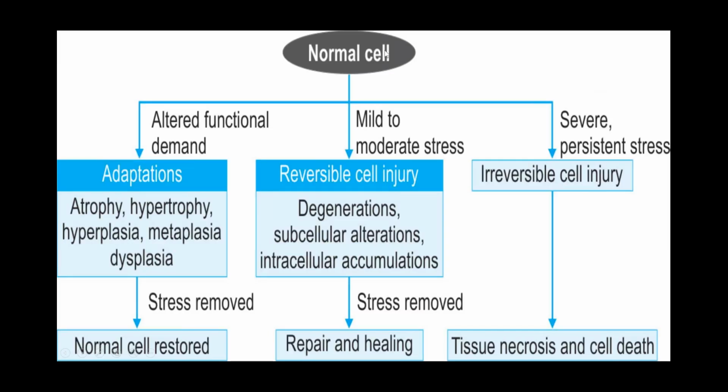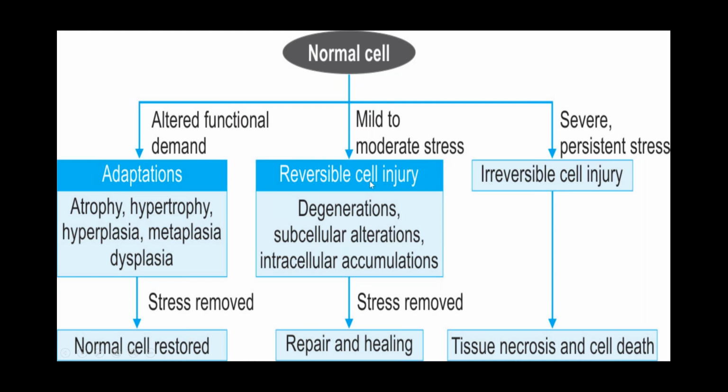So this is about the response of cells to injuries. We have three subgroups. If there is only an altered functional demand, the cell may have adaptive change to respond to the stimuli, like atrophy, a decrease in size; hypertrophy, an increase in size; hyperplasia, an increase in numbers; metaplasia, change to another cell type; and dysplasia, which is a change in size, number and shape. So this is about adaptive change. If the stress or stimulus is removed, the cell will return to normal function. This is type 1.